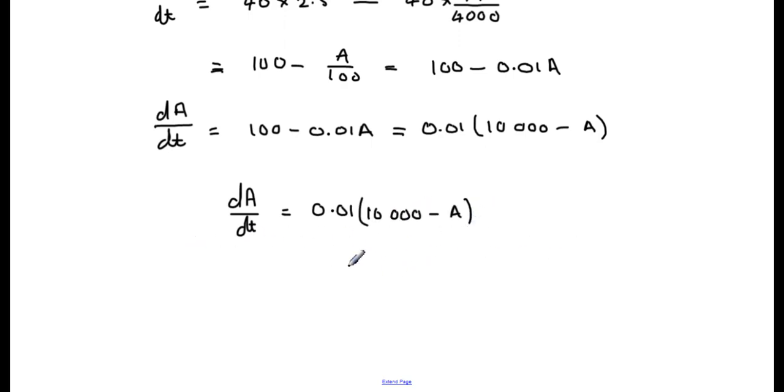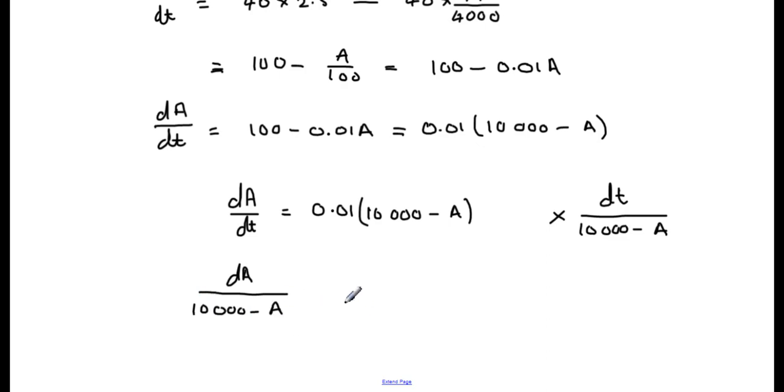And then we recognize that this is an equation of separable variables. So we now need to separate variables. We can simply separate variables here by multiplying both sides of the equation by dt over 10,000 minus A. Doing that, we get dA over 10,000 minus A equals 0.01 dt. Now at this stage, we simply need to invoke direct integration on both sides, so we have the integral of dA over 10,000 minus A equals the integral of 0.01 dt.